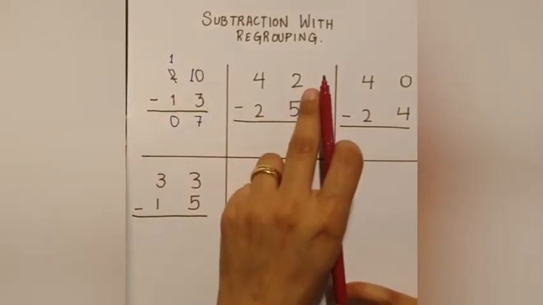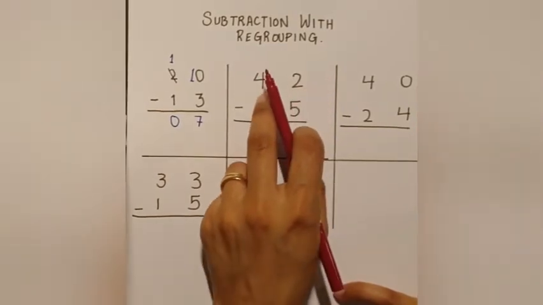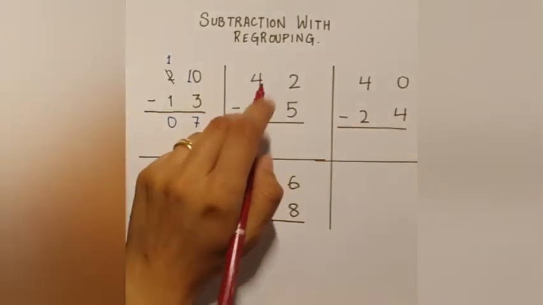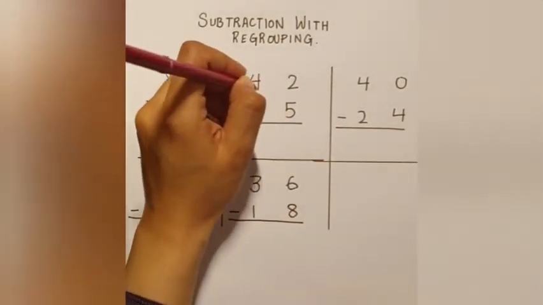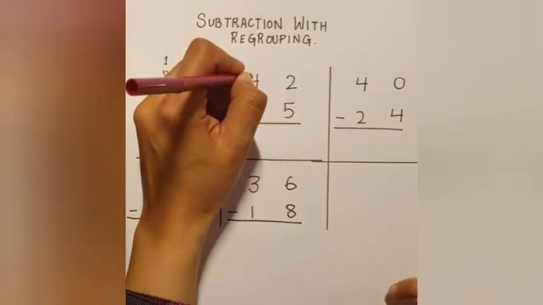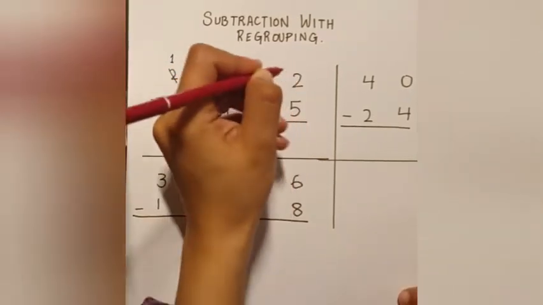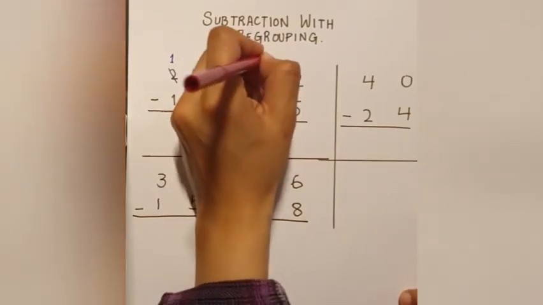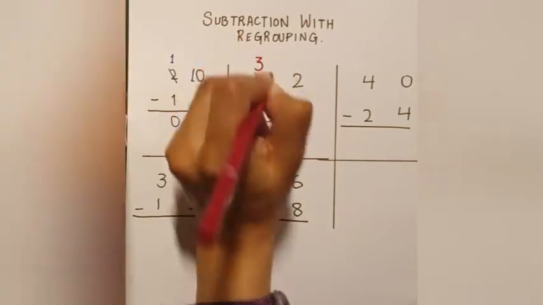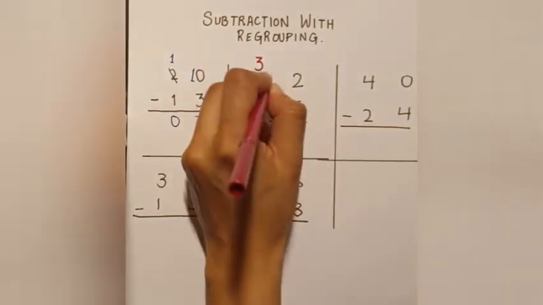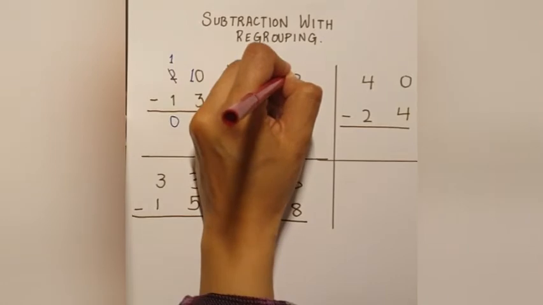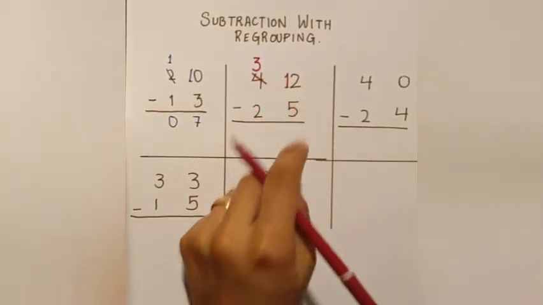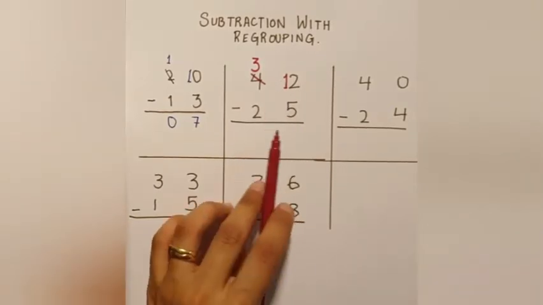So this 2 is going to go to its neighbor, and I will knock. Please, 4, I need to borrow 1/10. The 4 will say, sure, you can have one of my 10s, but now I will become 3. What about the one that we took? I'm going to put it here beside the 2. Now the 2 has become 12, so I can do 12 minus 5.